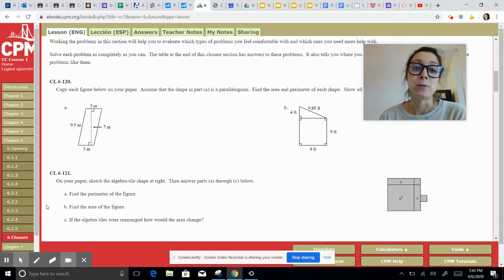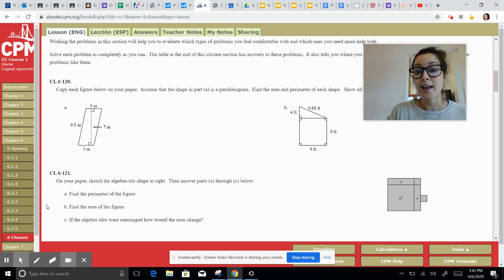So I asked you to do 120 through 123 and rate yourself on how well you understand each problem. And if you gave yourself a low rating, I do ask that you set up a Calendly appointment with me so that we can talk one-on-one about it. So I'm going to at least start you on each of these problems, and then the rest is up to you. So let's take a look at 6-120.